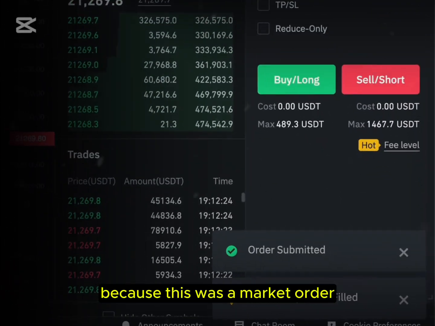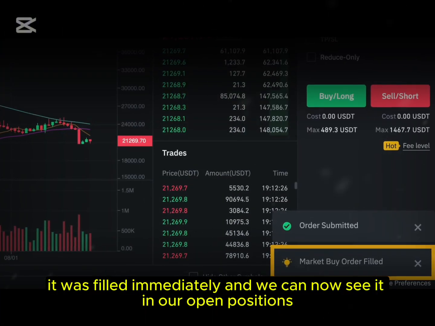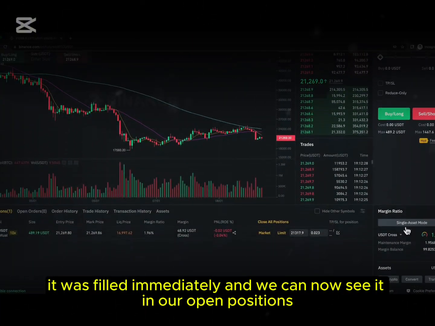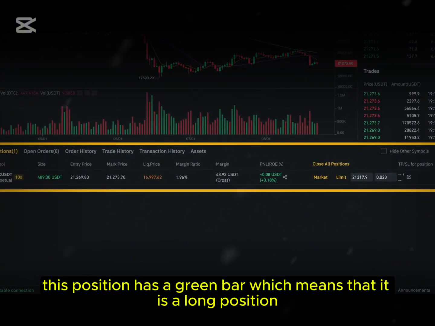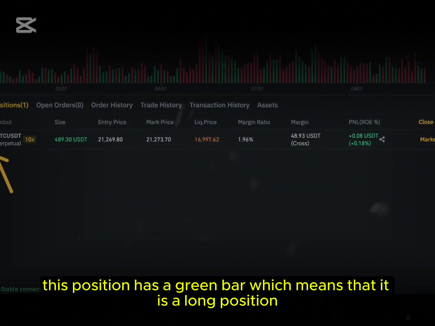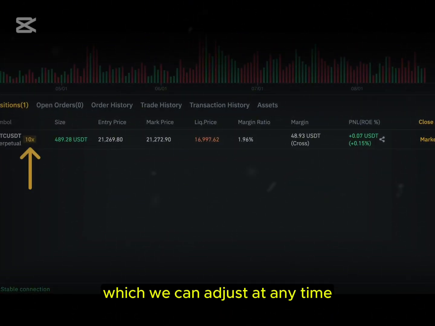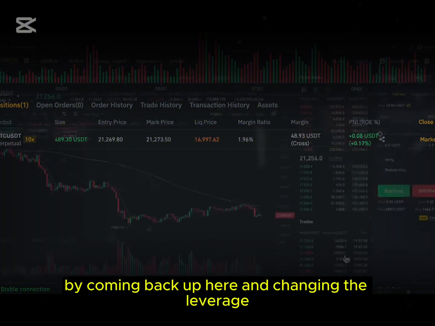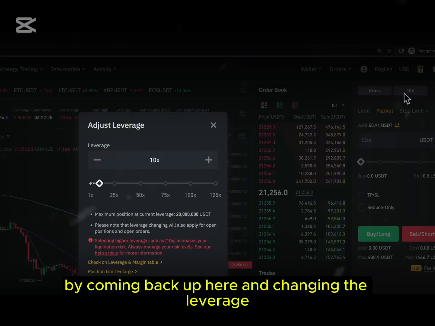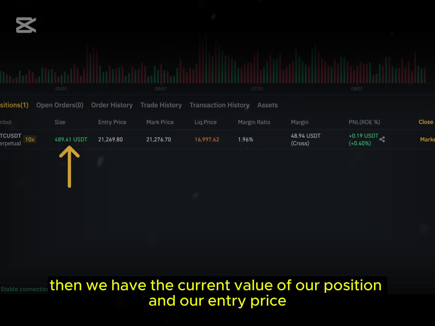Because this was a market order, it was filled immediately, and we can now see it in our open positions. Down here, this position has a green bar, which means that it is a long position. Here we also have the applied leverage, which we can adjust at any time by coming back up here and changing the leverage. Then we have the current value of our position and our entry price.